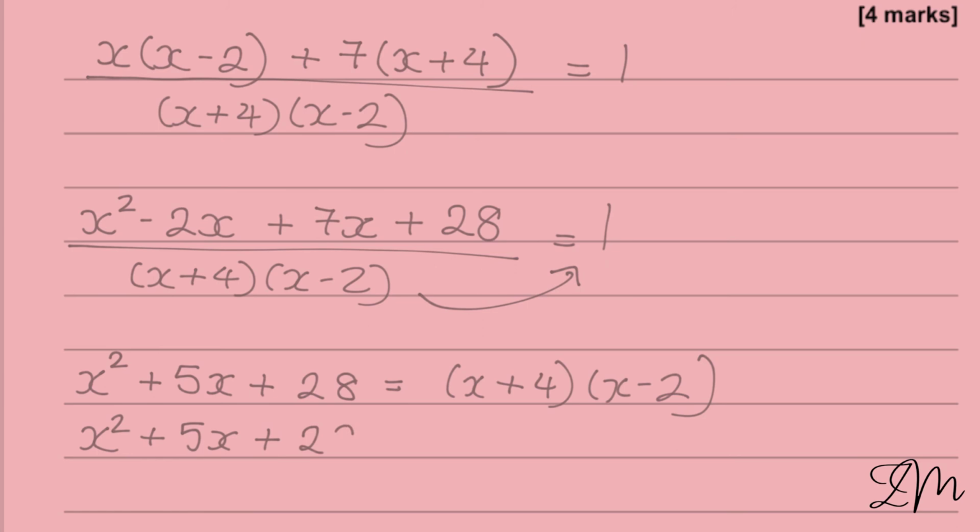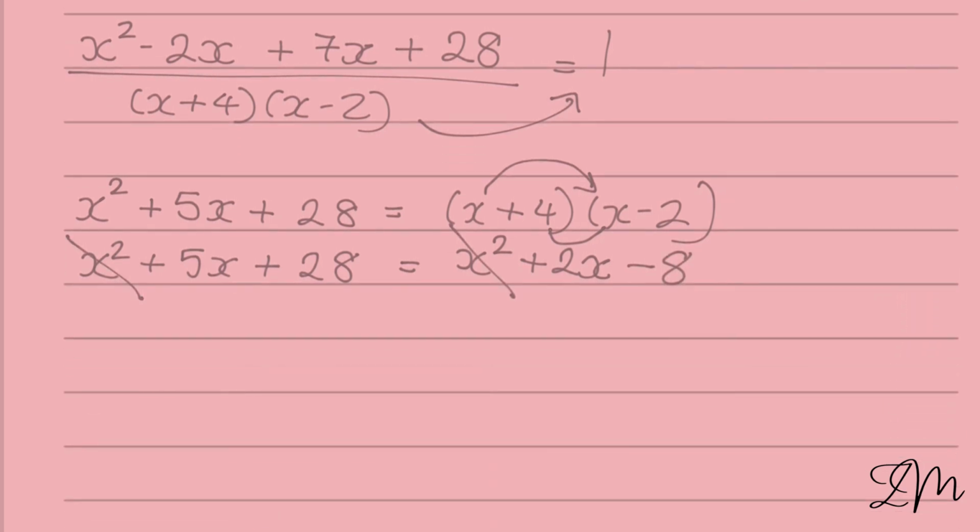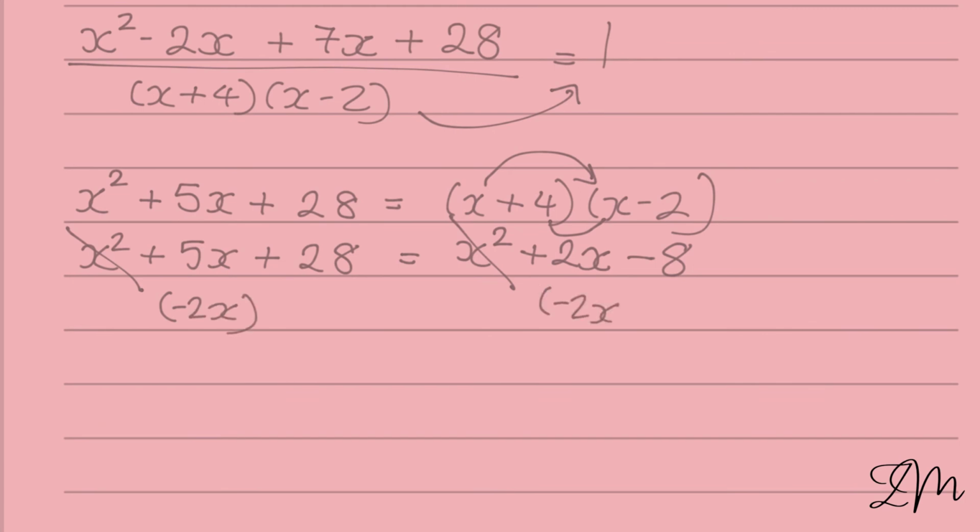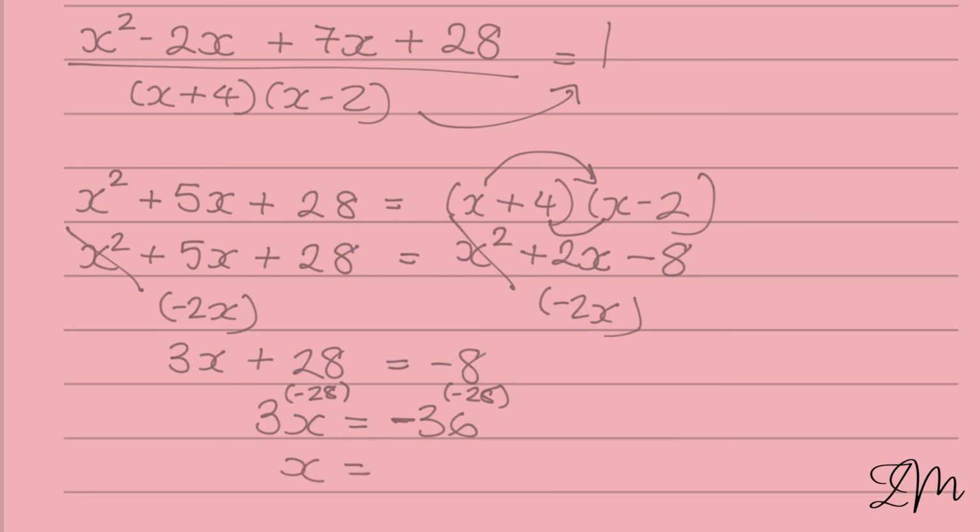5x plus 28 equals x squared. And we've got 4x minus 2x, so plus 2x, minus 8. x squareds on both sides cancel. Minus the 2x on both sides gives us 3x plus 28 equals minus 8. So 3x equals, we're minusing 28 on both sides. So we've got minus 8 minus 28, which gives us minus 36. So x equals minus 36 divided by 3, which is minus 12.